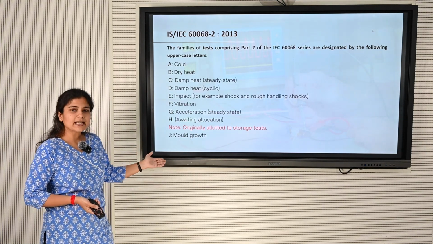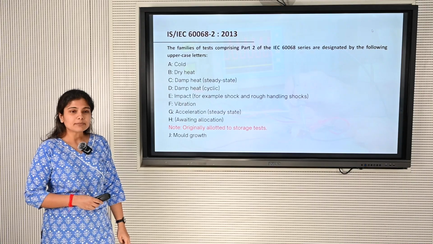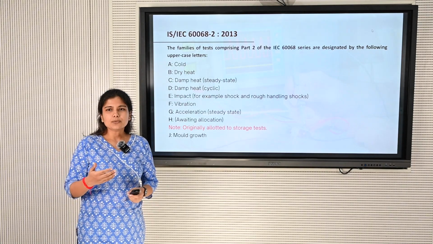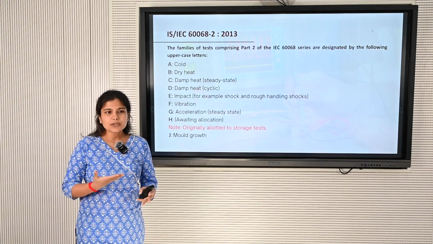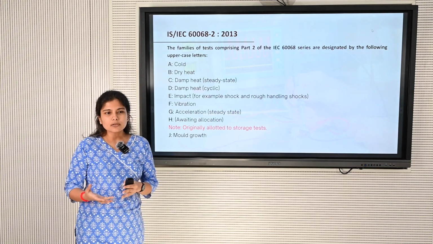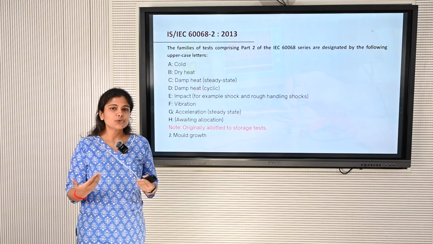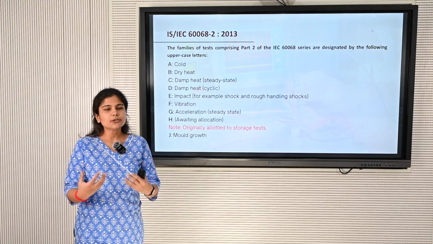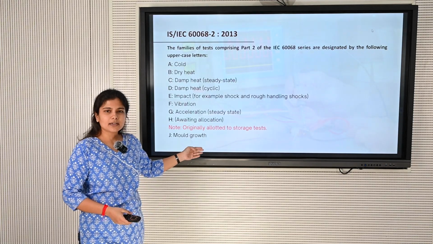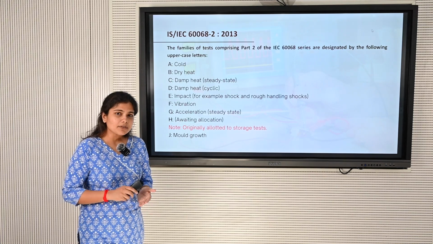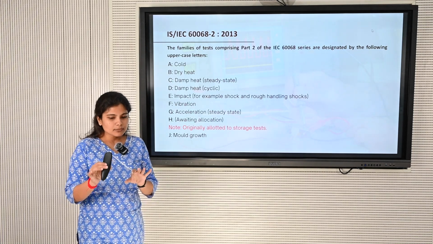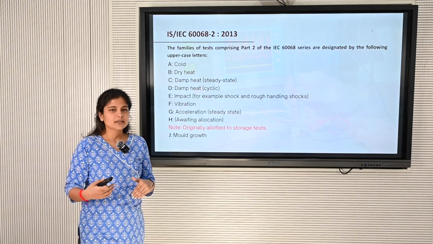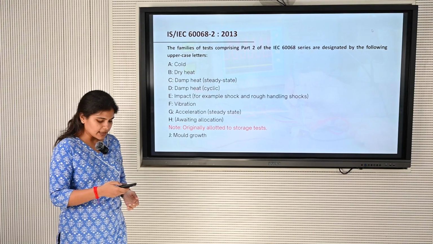Hence we conclude with test J, that is the mould growth test. Sometimes it so happens that in the testing equipment, due to non-usability of that particular equipment for a very long time, mould starts growing. That should not be the case, because that is going to harm the proper functioning of that equipment. So we need to perform the tests mentioned under test J to ascertain that even if I am leaving the product unused for a long time, it should not develop mould on the surface. That is what the mould growth test is talking about.